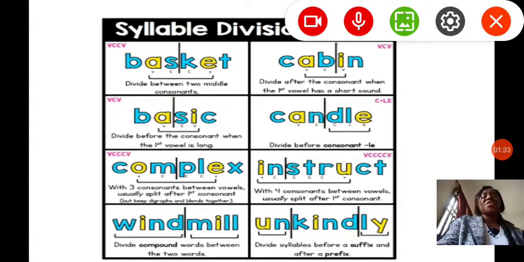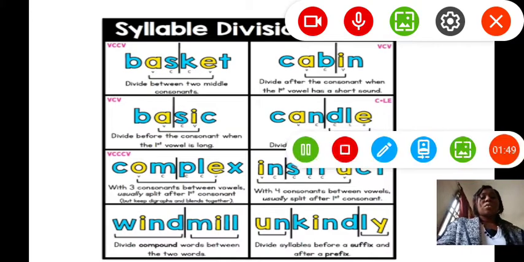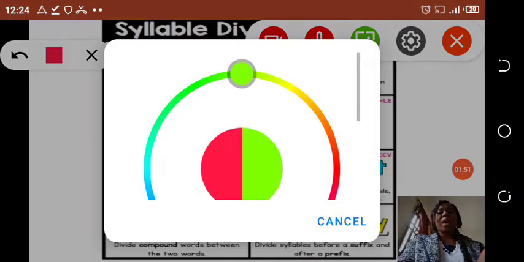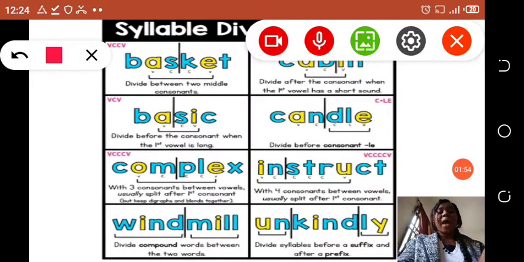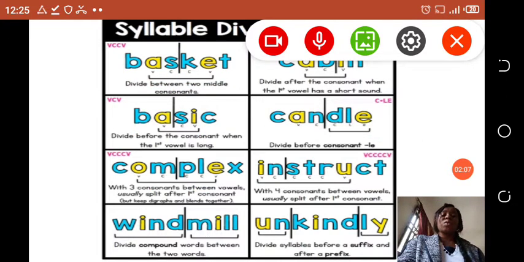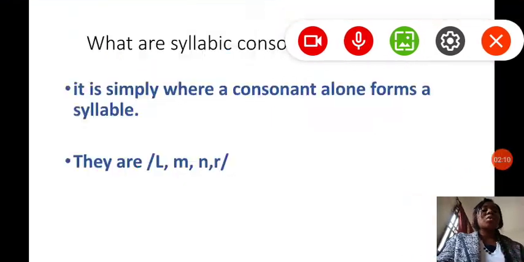Okay, these are divisions of syllables, words that are divided into syllables. We have basket, cabin, basic, candle, complex, instruct, windmill, unkindly. You notice that most of the words here are disyllabic. Basket, this is 2 syllables. Cabin, basic, candle, complex, and so many other examples. But our concentration is not on syllables today. We're looking at syllabic consonants.